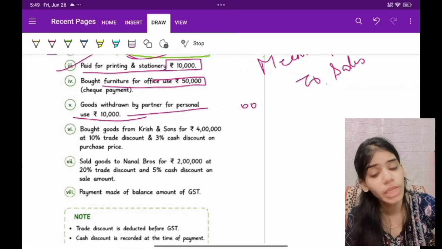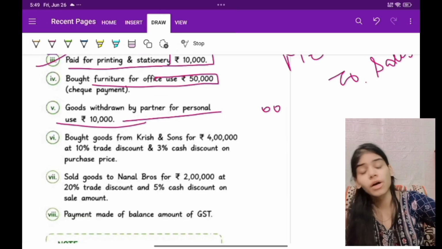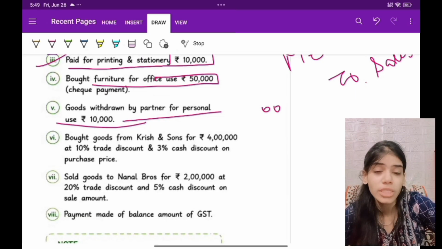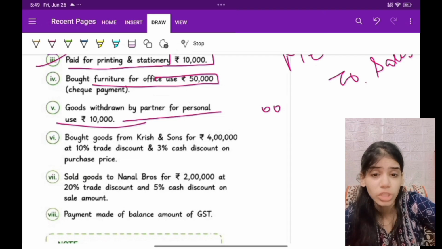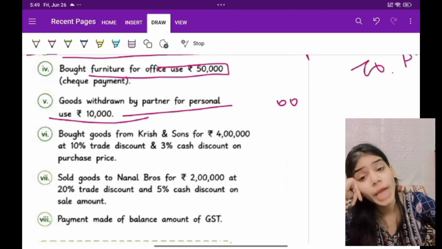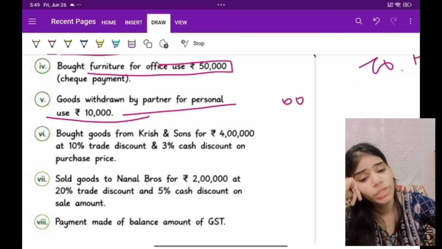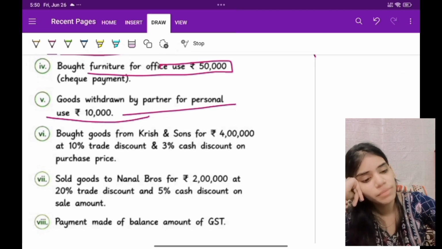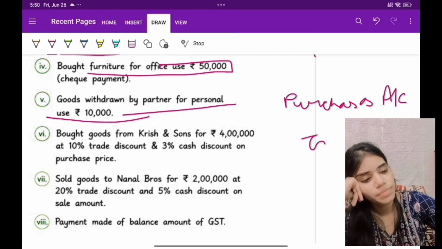Now moving further to the next journal entry. Here we will do three things. We will understand the trade discount concept, the cash discount concept, and after that we will see how much GST should be charged. See this. We have bought goods from Krish and Company worth 4 lakh. So if we see the basic journal entry, it will be purchases account debit to Krish and Sons.